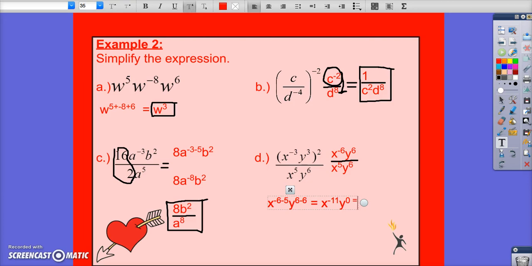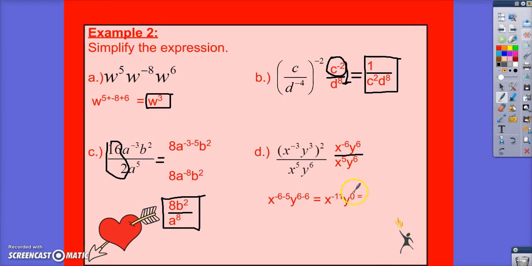Now what you see here is we need to move the negative 11 down to be a positive, but don't forget the y to the 0 is just 1. So your final answer actually is 1 over, and I'll write it out, x to the 11th. And that's our final answer.